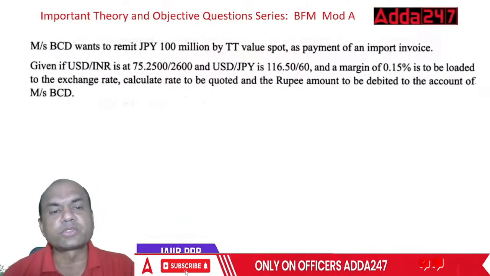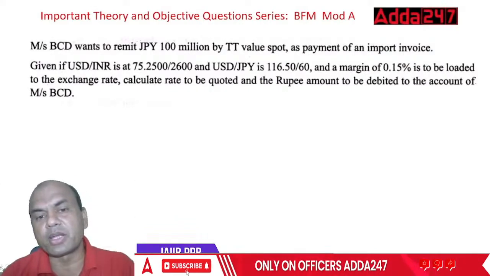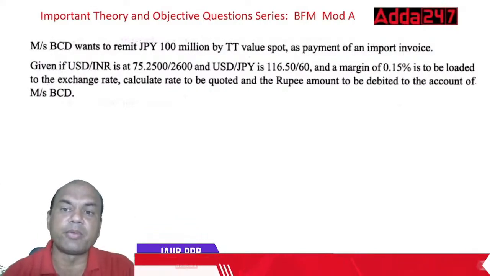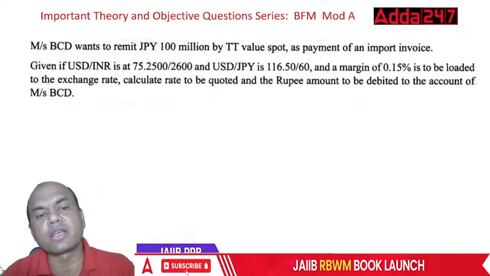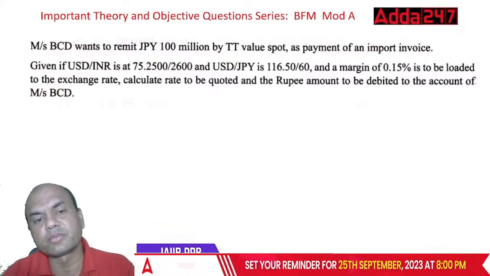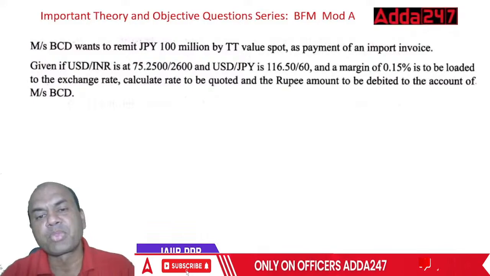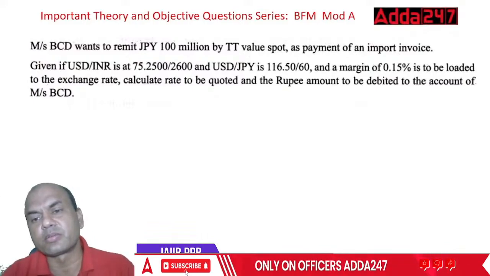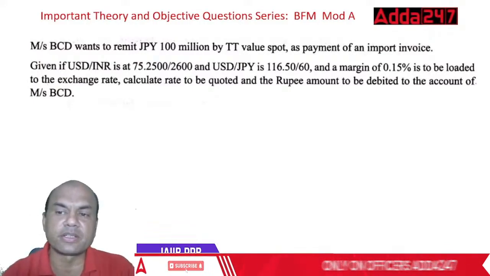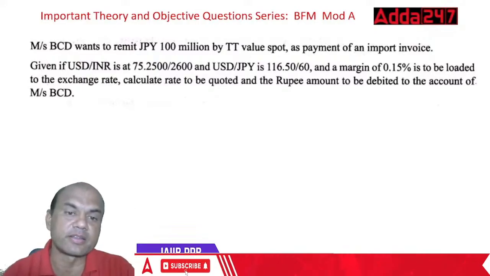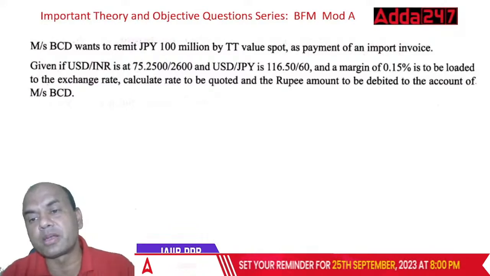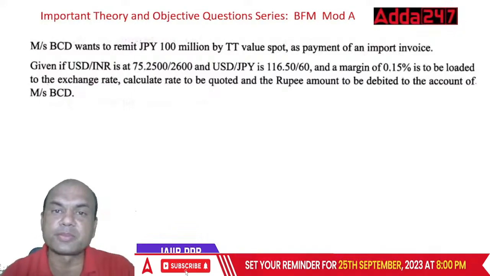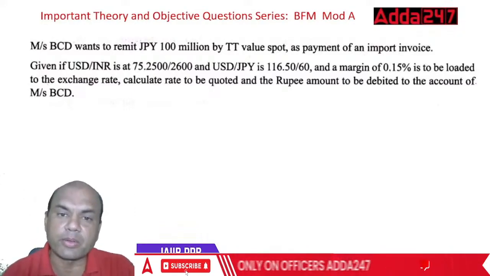Messrs. BCD wants to remit JPY 100 million by TT value spot as payment of an import invoice. Given USD INR rates are 75.2500, 2600 and USD JPY rate as 116.5060, margin of 0.15% is to be loaded on the exchange rate. Calculate the rate to be quoted and the rupee amount to be debited to the account of Messrs. BCD.